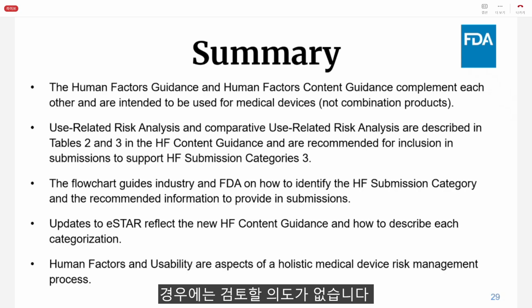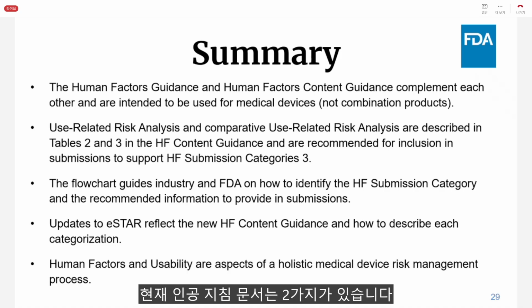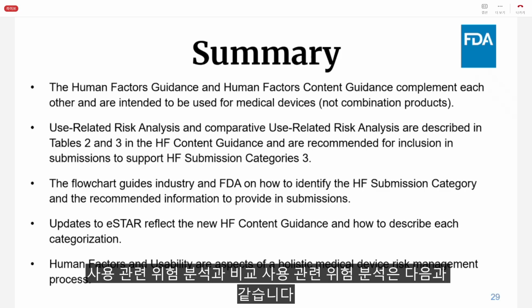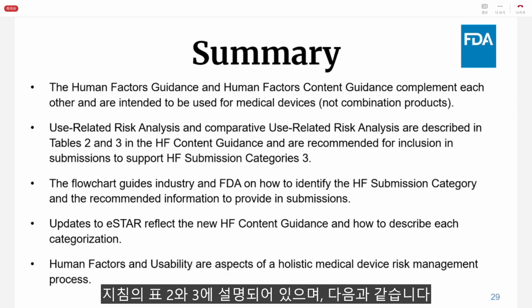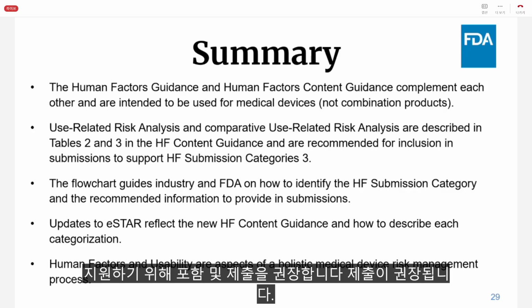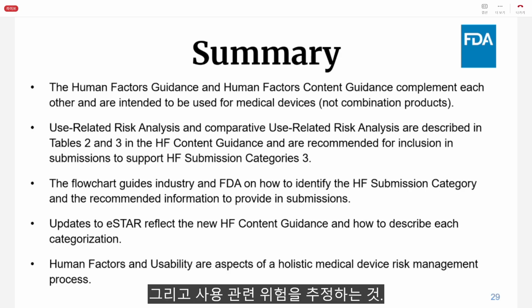There are now two human factors guidance documents that complement each other to be used for medical devices, but not for combination products. The use-related risk analysis and the comparative use-related risk analysis are described in tables 2 and 3 of the HF content guidance and are recommended for inclusion in submissions to support HF submission category 3. However, they are generally important to systematically identify use-related hazards and to estimate the use-related risk.